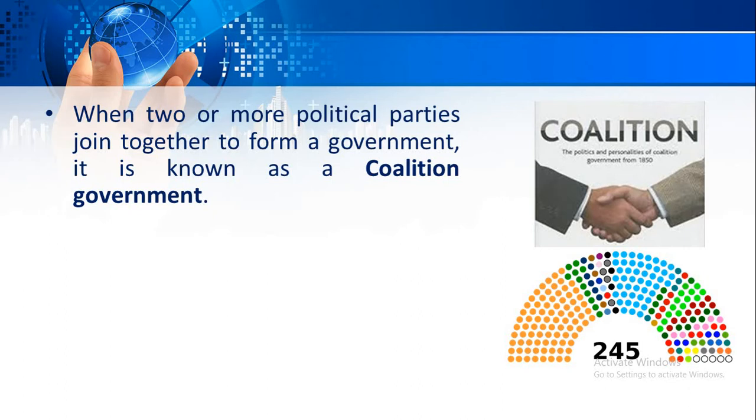Sometimes a single political party does not get a majority to form the government. Then, two or more political parties join together to form a government, which is known as coalition government.